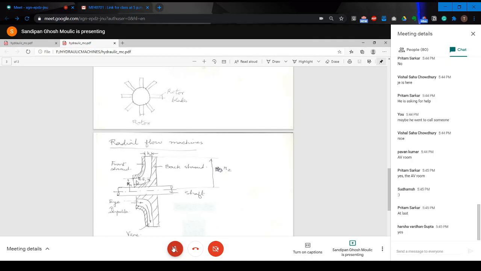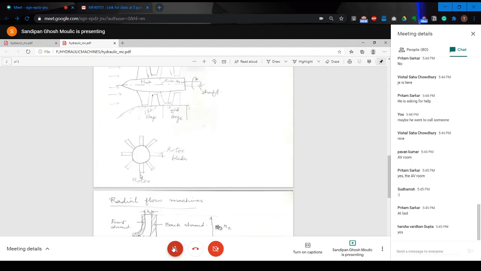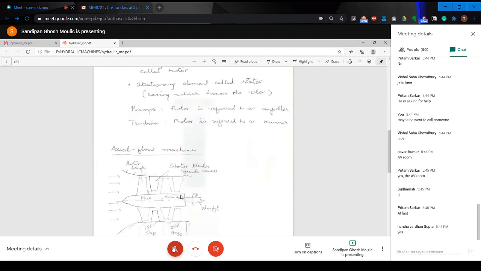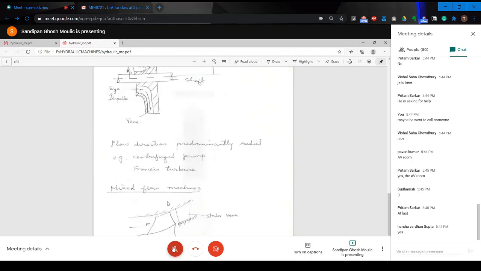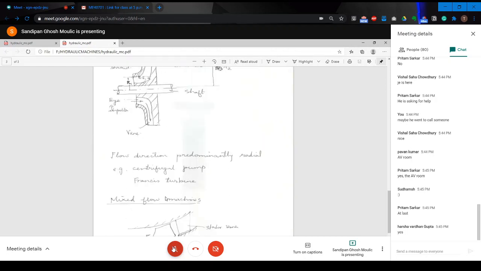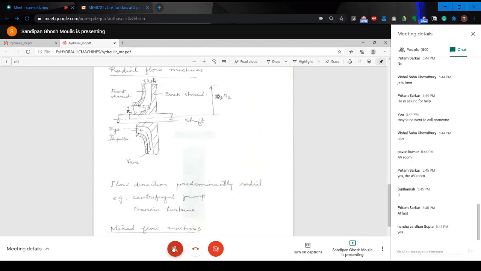Okay, but this is a small region, so you don't call it a mixed flow region. It is predominantly a radial flow machine. And here it is predominantly an axial flow machine. Now, a Francis turbine and a centrifugal pump will have something similar to this, radial flow machines.